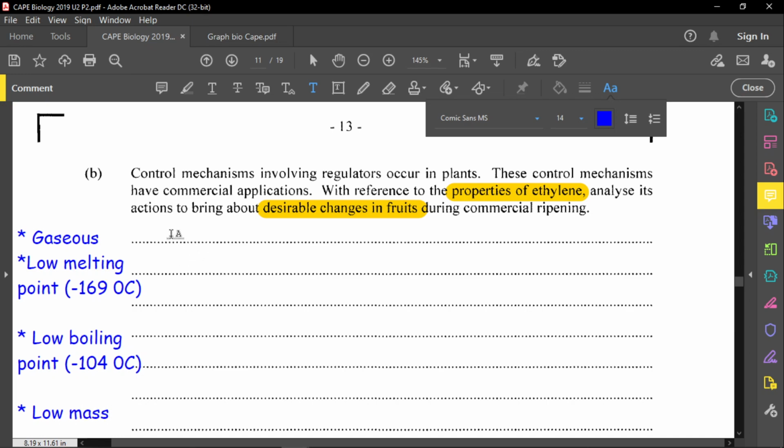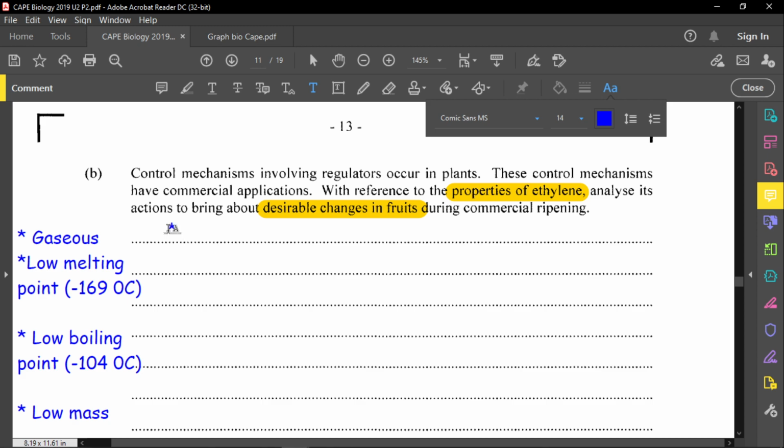All right, so the concept now of how these things enable ethylene to bring about desirable changes during ripening: being a gas and also lightweight. So I'm going to put that as 1, because gas tends to be lightweight anyhow.